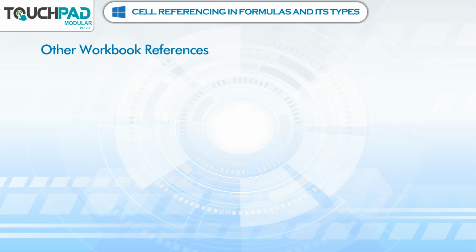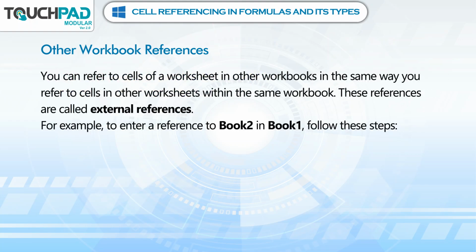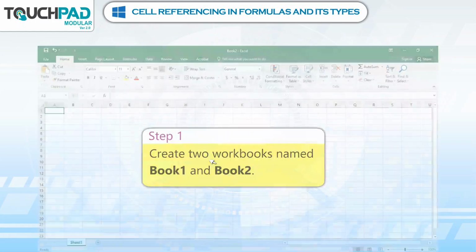Other workbook references. You can refer to cells of a worksheet in other workbooks in the same way you refer to cells in other worksheets within the same workbook. These references are called external references. For example, to enter a reference to Book2 in Book1, follow these steps.